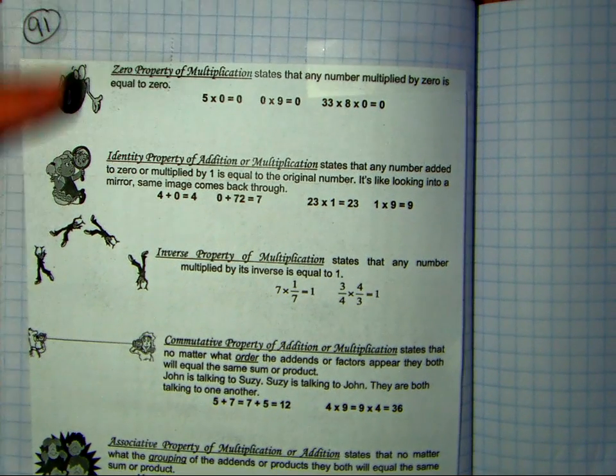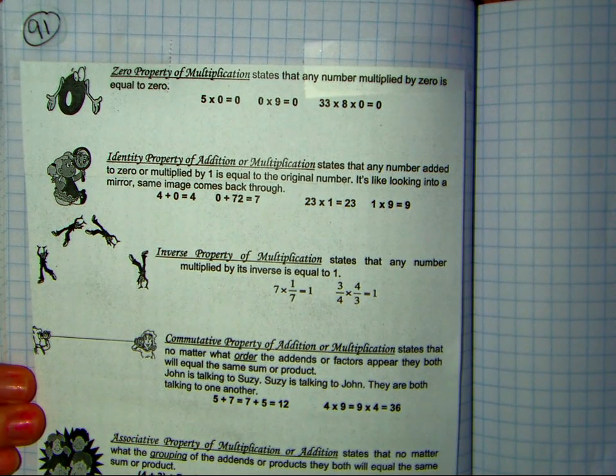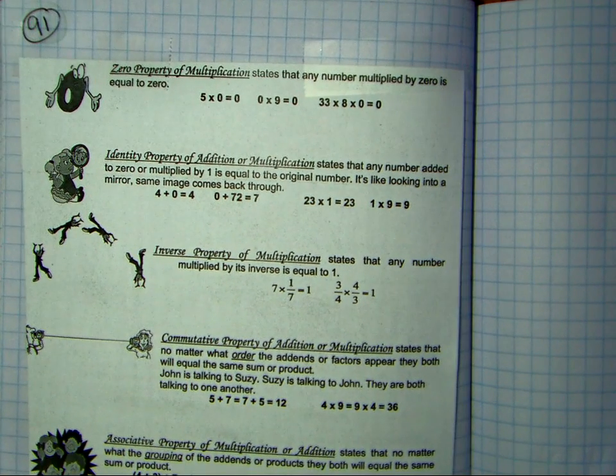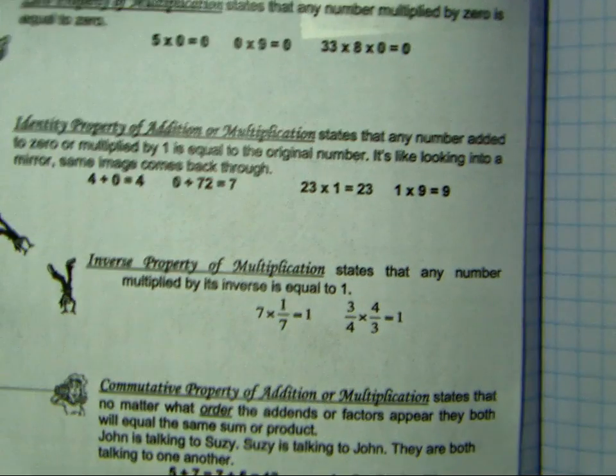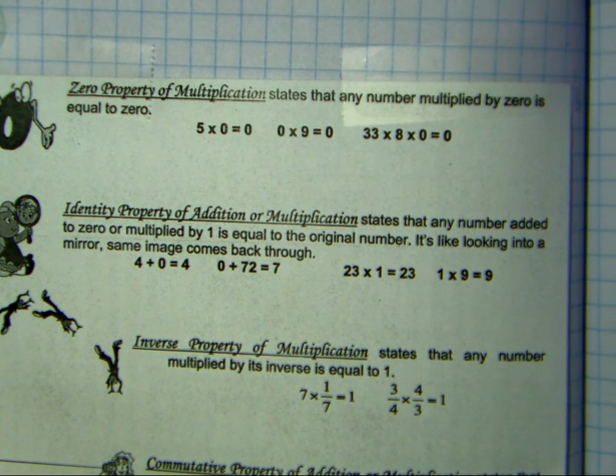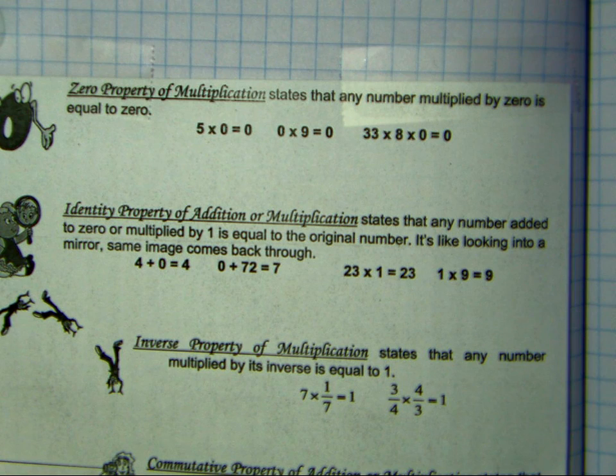Starting off with the zero property of multiplication, the one with the little donut. That property states that any number multiplied by 0 is equal to 0. So 5 times 0 is 0, and so forth.